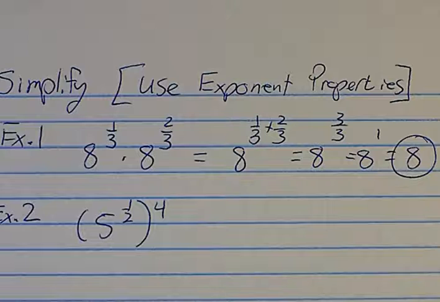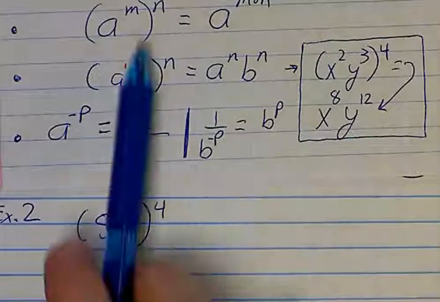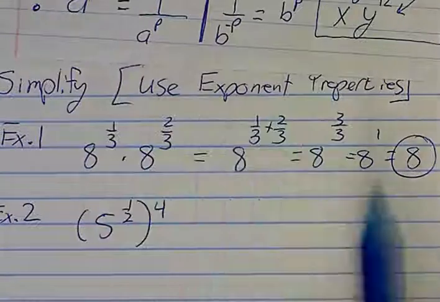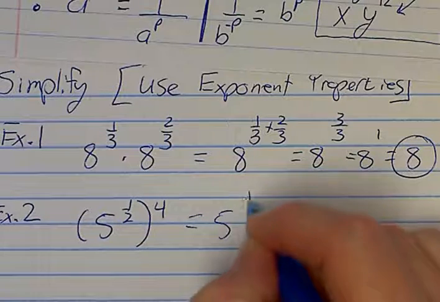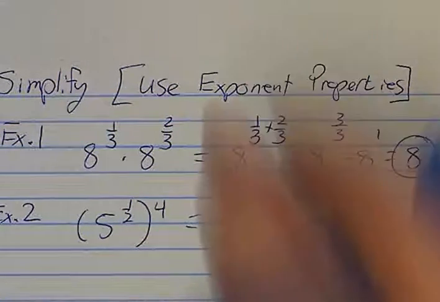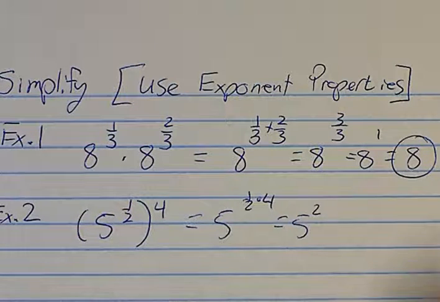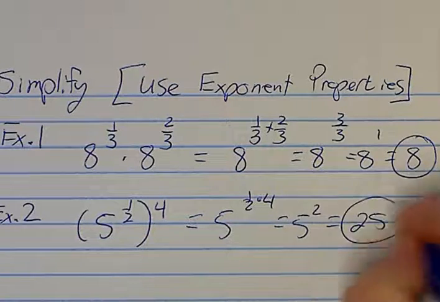So I'm going to do 5 to the 1/2 power, to the 4th power. And again, we're not going to rewrite it, we're just going to use the properties. That's where we're back to the a to the m times n. We've got a number here and then the power outside of it, so we can just multiply those two together. So it's 5 to the 1/2 times 4. So it's half of 4, that's 2. 5 squared is 25. There you go.